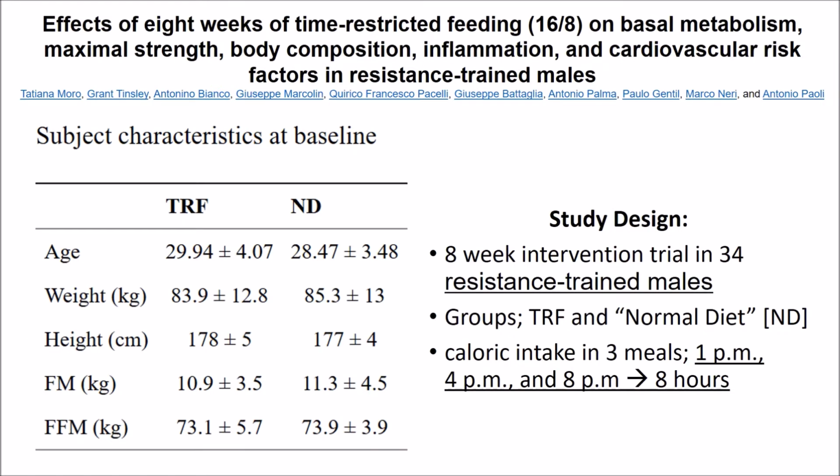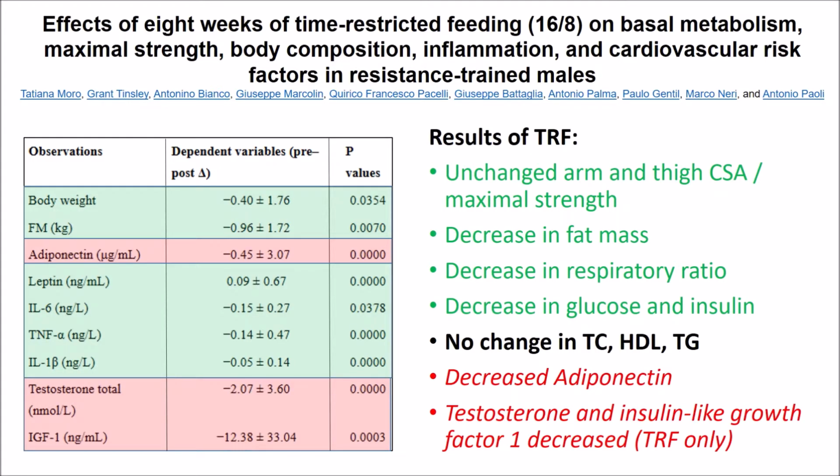This time-restricted feeding has been used in resistance-trained males to see the effects. There's 34 of them in this group, and they basically ate within an 8-hour period from 1 p.m. to around 9 p.m. What was seen here is that their body weight was decreased, their fat mass was decreased, leptin increased, so their satiety increased, and inflammatory cytokines went down, including IL-6, TNF alpha, and IL-1 beta. Unfortunately, adiponectin, testosterone, and IGF-1 went down.